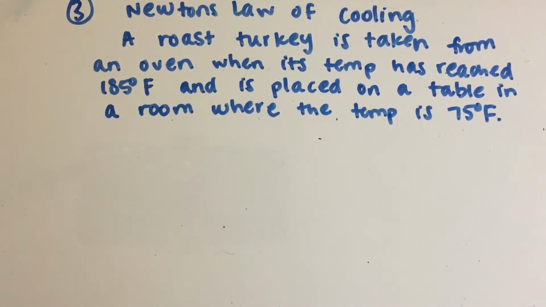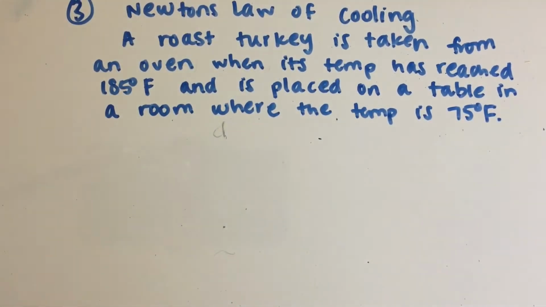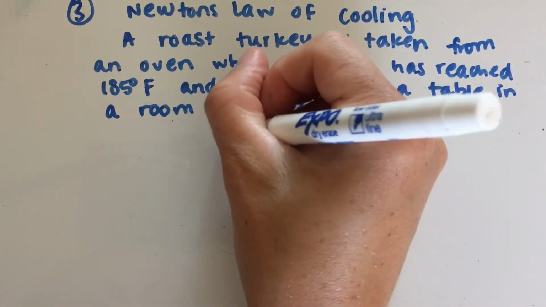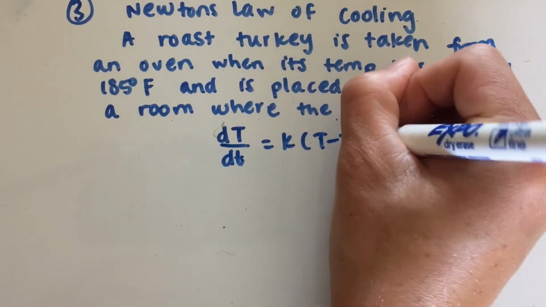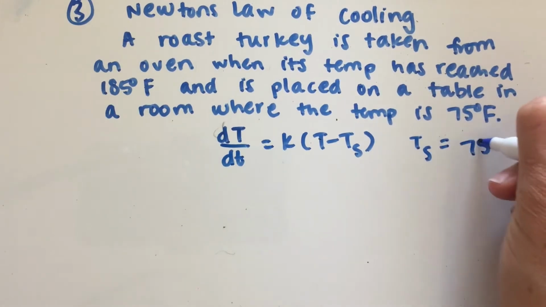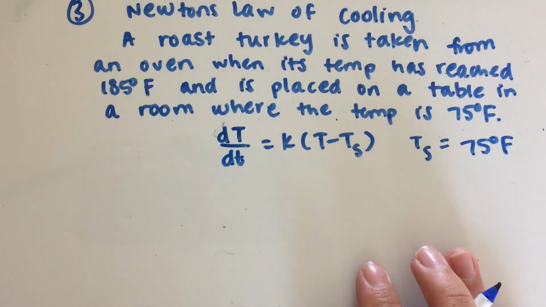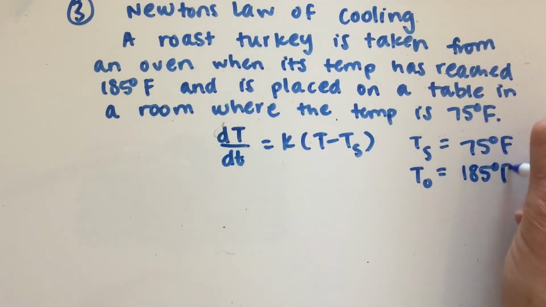A roast turkey is taken from an oven when its temperature has reached 185 degrees Fahrenheit and is placed on a table in a room where the temperature is 75 degrees Fahrenheit. So here we have the equation: dT/dt equals k times T minus the surrounding temperature. And our surrounding temperature is 75 degrees Fahrenheit, and our initial temperature is 185 degrees Fahrenheit.